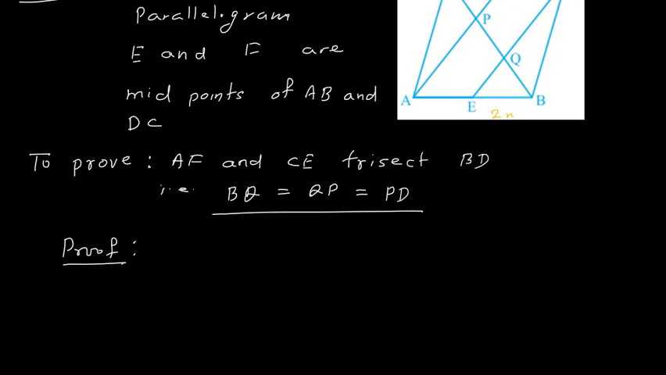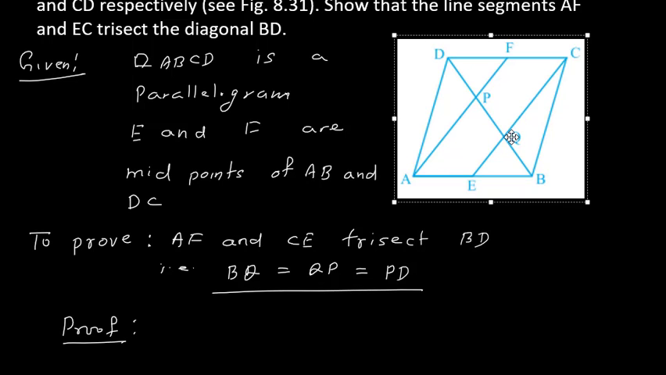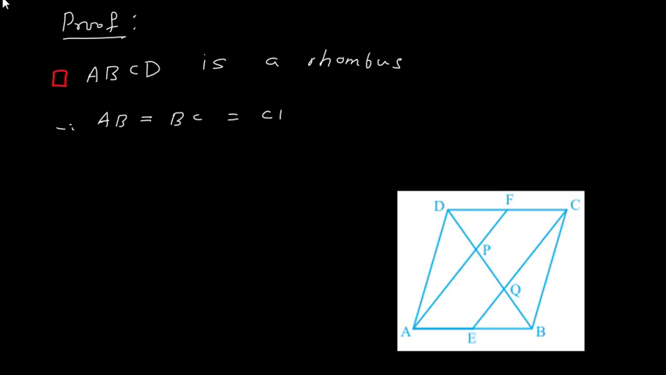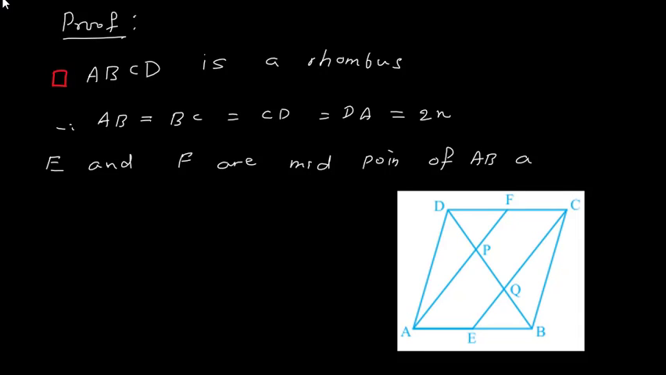Okay, here in proof. So I will make a copy of it, paste here. Okay, so in proof I will say that quadrilateral ABCD is a rhombus. Therefore, AB is equal to BC is equal to CD is equal to DA, let us take 2x. E and F are the midpoints of AB and CD.